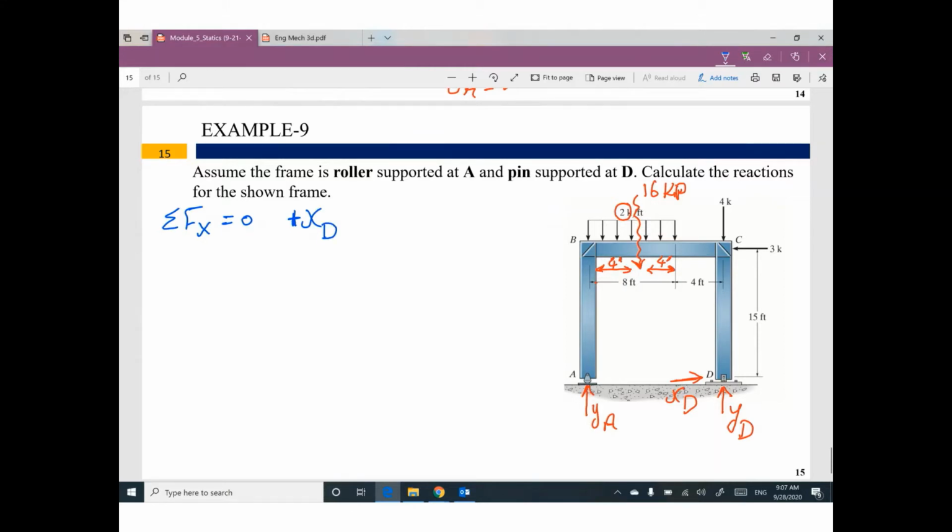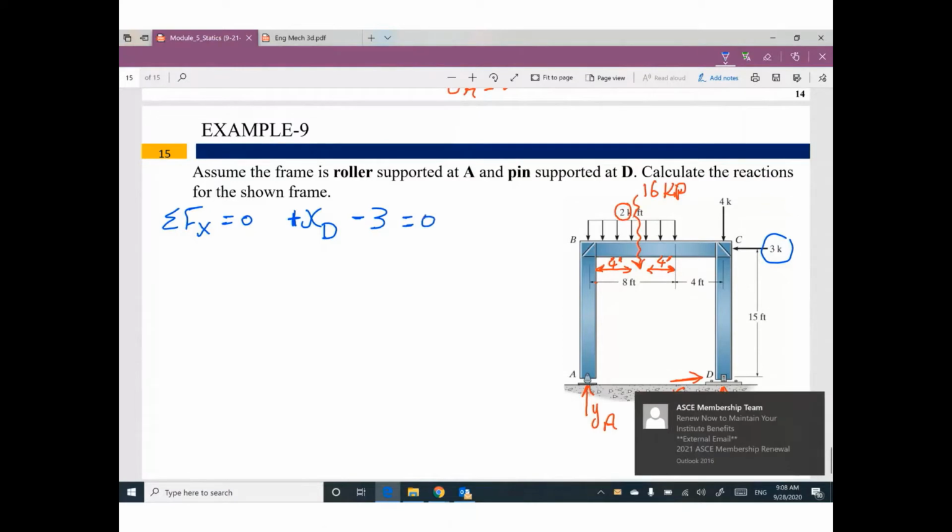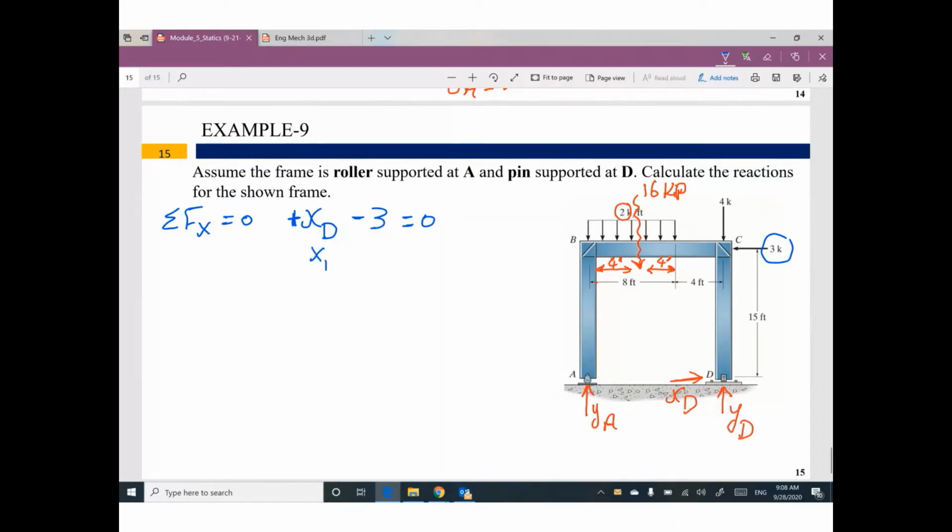What else? We have negative 3. What else? Do you think we have another force in x direction? No. So equal 0. All of these forces equal 0. So XD will equal 3 kb. And here is the first reaction.